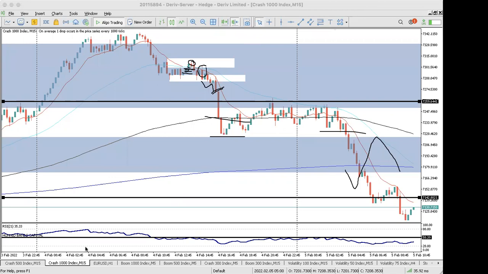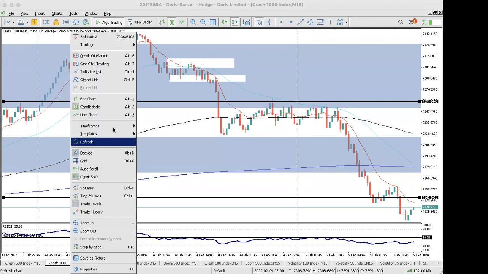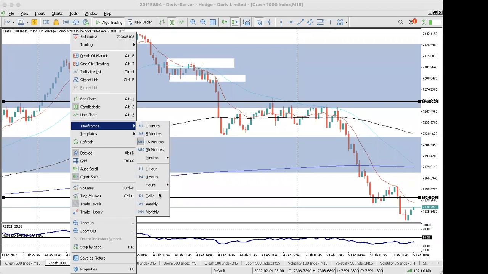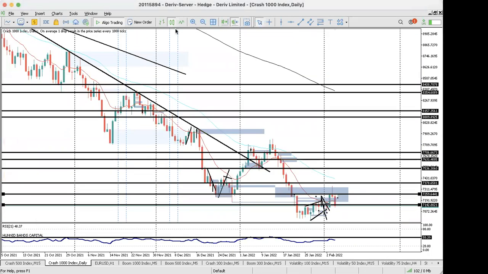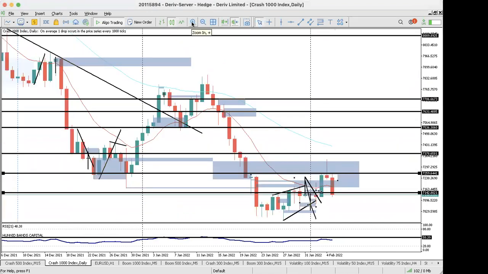So for now, let's do multi-time frame analysis. Let's see what's up. Okay, so from the daily, I have a bearish move going on.